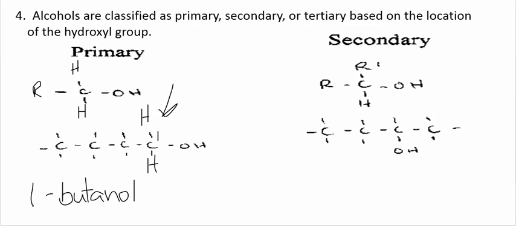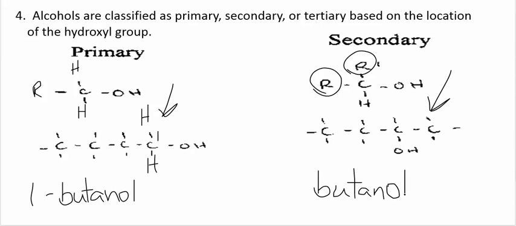In a secondary alcohol, the carbon with the hydroxyl group is bonded to 2 R groups. That's what makes it secondary. The example down here, we have a 4-carbon chain, which is butanol, but the OH is going to be on carbon 2. So 2-butanol.